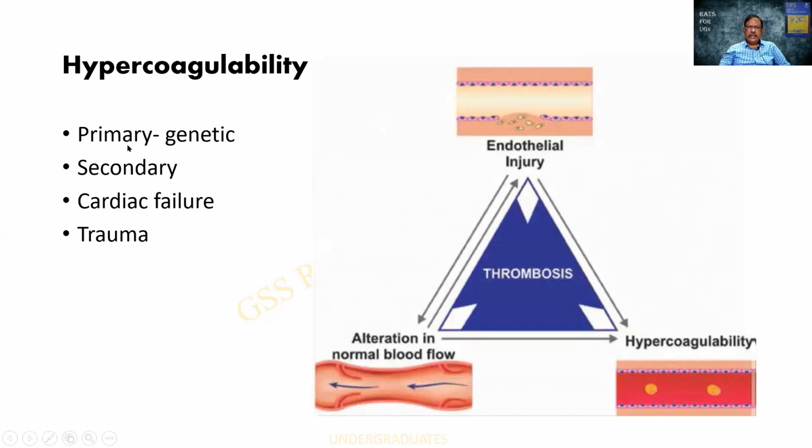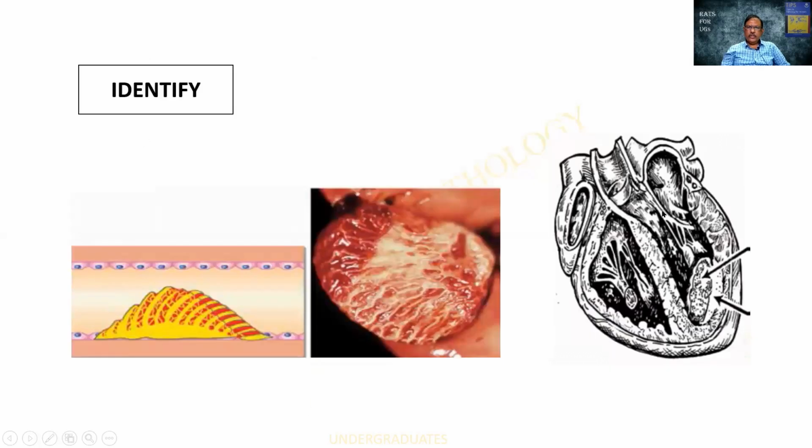And what are the causes of hypercoagulability? It can be genetic. Some people are prone to it, or it can be secondary. It can be cardiac failure. It can be traumatic. So these are the things. And this is a triad over here: endothelial injury, alteration in the blood flow, hypercoagulability within the blood. So simple diagrams, easier for us to remember.